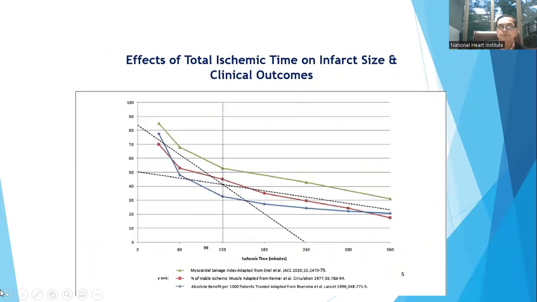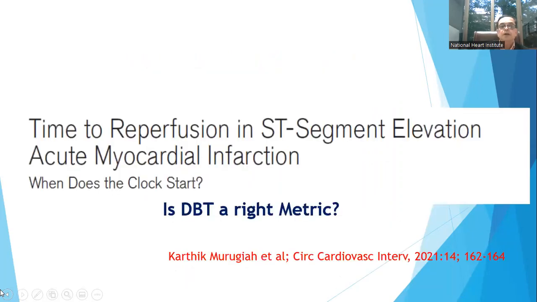the coronary artery. As we can see in this graph, as time passes beyond 120 minutes, we end up with a larger area of necrosis, a large size of myocardial infarct, and that translates into poor outcome.